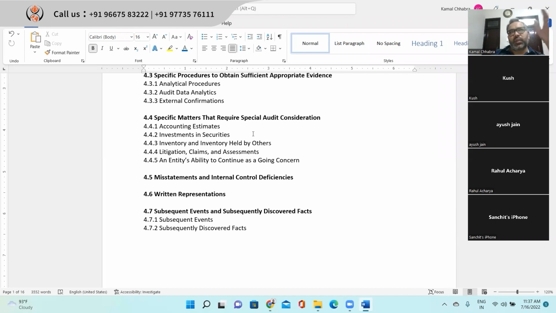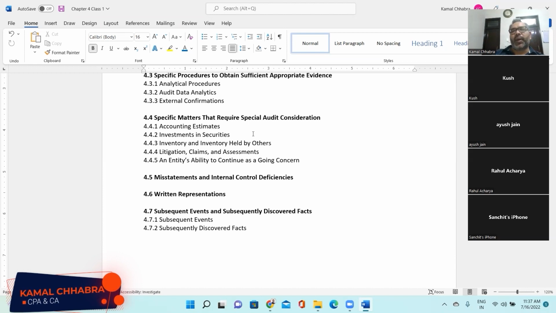Subsequent events are those events which happen after the balance sheet date, but before the signing date, right? Subsequently discovered facts are those facts which already existed, but the auditor was not aware of, which have been discovered after the balance sheet date, but before the signing date, and sometimes even after the signing date. Then you need to reissue the report. You need to call back your original report. You need to issue a fresh audit report, right?